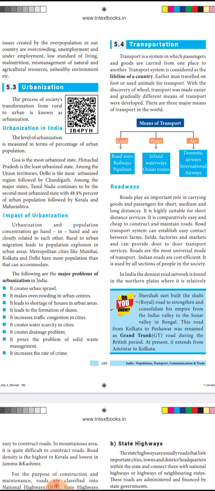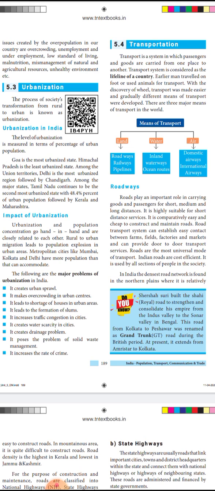Next will be communication. It is a process of exchanging information, thoughts and ideas. That is called communication. So we have two different types of communication: one is personal and the other is mass communication. Personal communication is nothing but exchange of information between individuals.